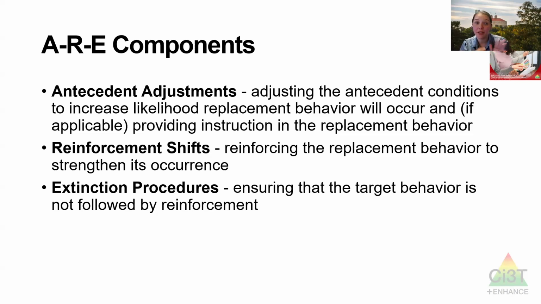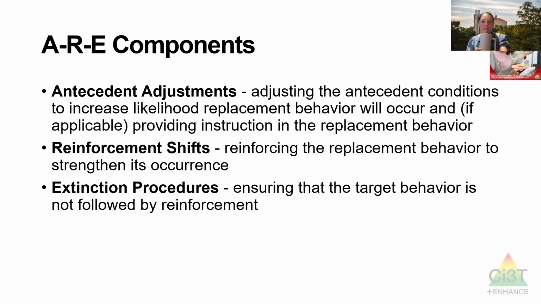And then extinction procedures is when we make sure that the target behavior, that challenging behavior we're trying to decrease, no longer gets reinforcement. Because currently the student is doing it because they are getting reinforced, right? I'm blurting out because I am getting teacher attention when I do it. So to put that on extinction means when I blurt out, you're not giving me attention. And that includes telling me like, stop, raise your hand, things like that.